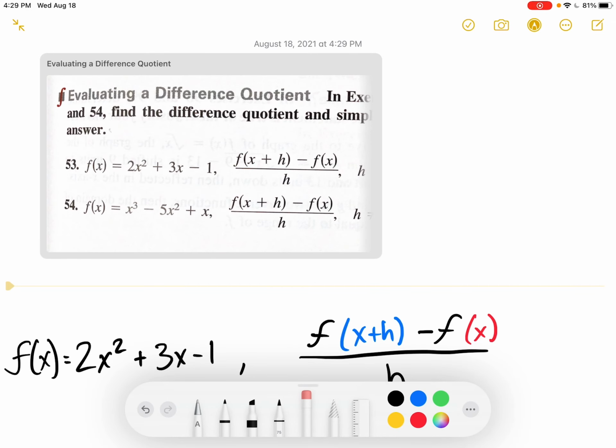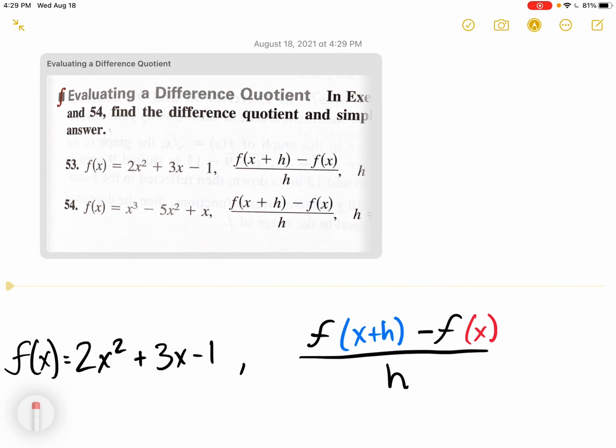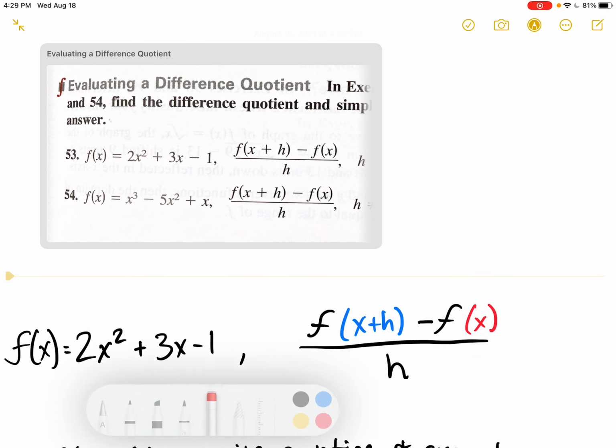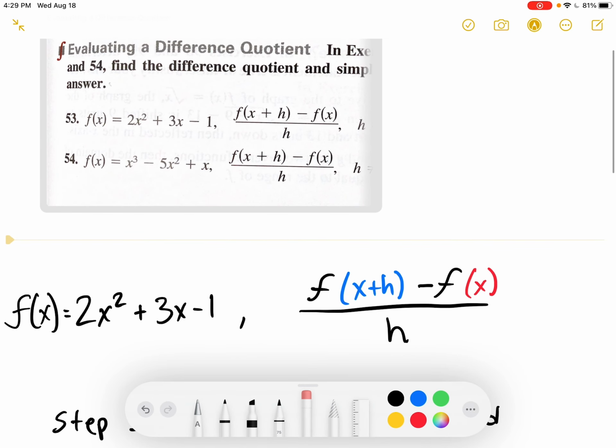All right, I'm going to help you guys with number 53 in the pre-calc textbook with evaluating a difference quotient. What the problem's asking you to do is it's giving you a function, 2x squared plus 3x minus 1, which is the function f of x, right?